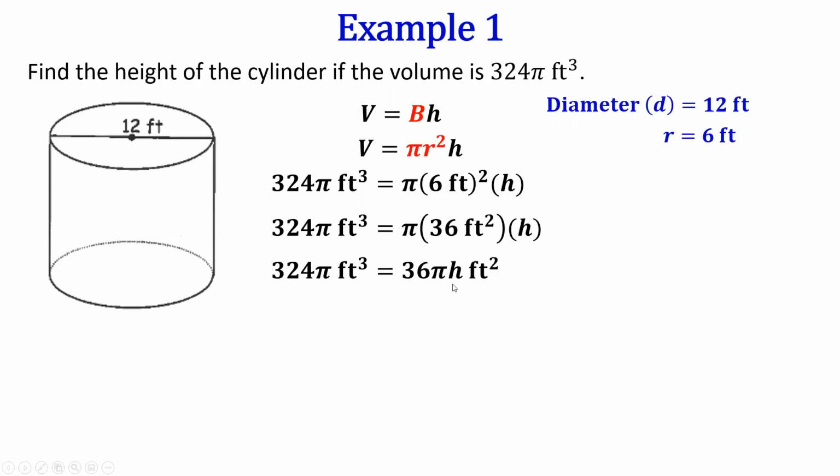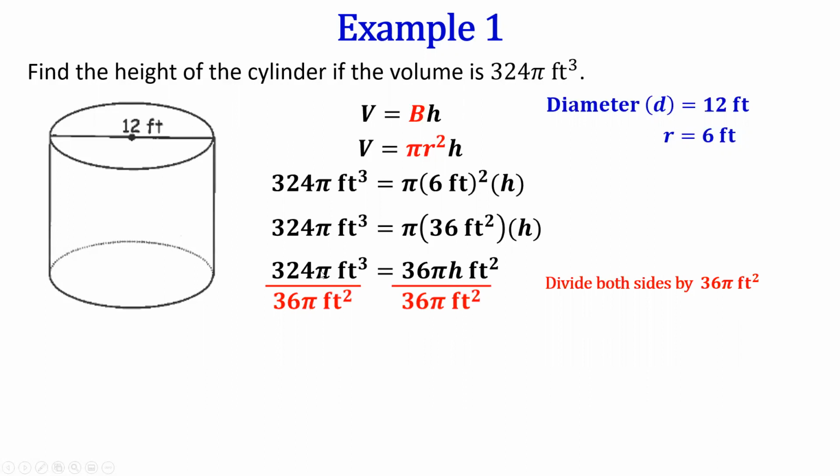And now I'm going to ask myself, what did I really care about? Well, I want to know what the height is, so that means I need to isolate the h. I need to get the h by itself. I need to somehow get rid of the 36, I need to get rid of the pi, and I need to get rid of the feet squared. Well, since this is multiplication, I just do the inverse or the opposite, which will be dividing. So I'm going to divide both sides by 36 pi feet squared. The reason I'm going to do that is it's going to cancel everything out and leave me with just the h.